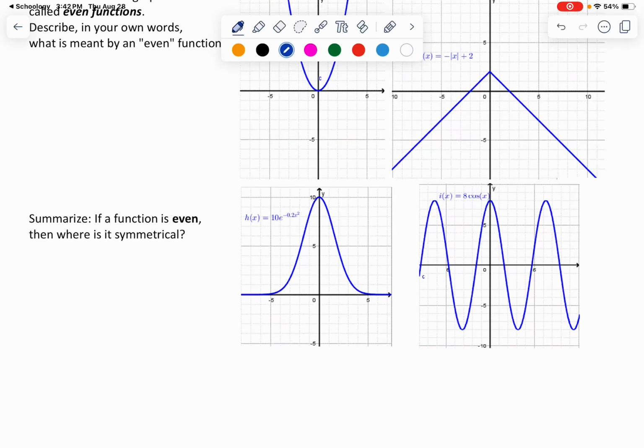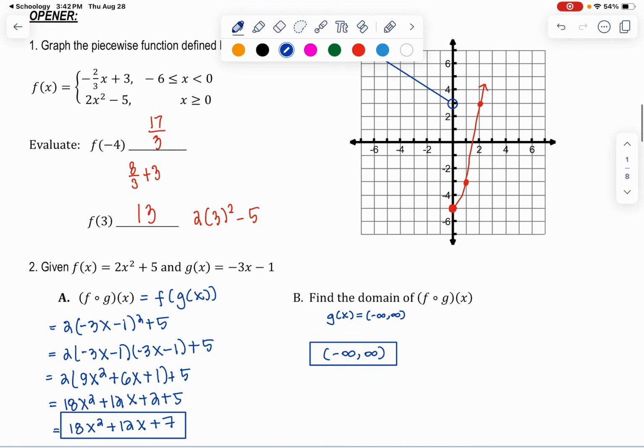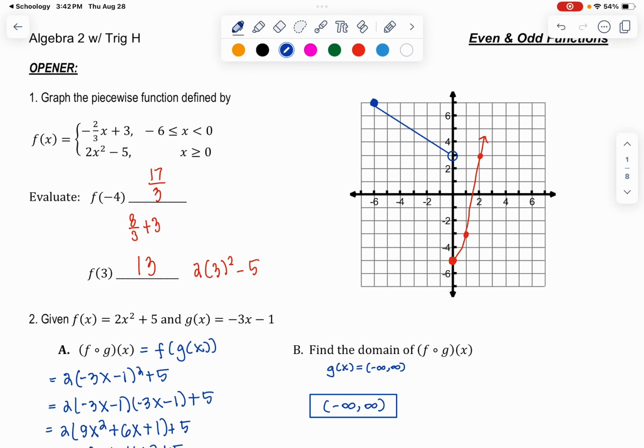Right, so these are our notes on even and odd functions, and we're going to start by looking at some graphs. But before we do that, there's a warm-up. You can go ahead and pause the video and try the warm-up on your own, and then come back and see how you did. All right, so here are your answers to your warm-up.